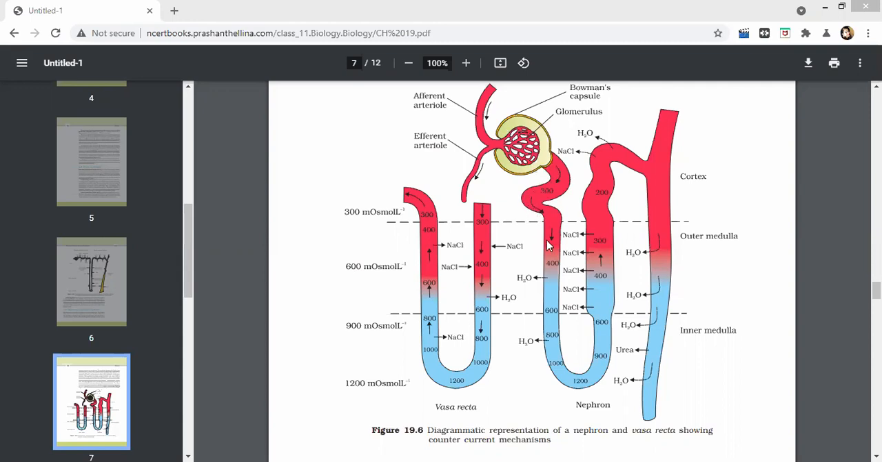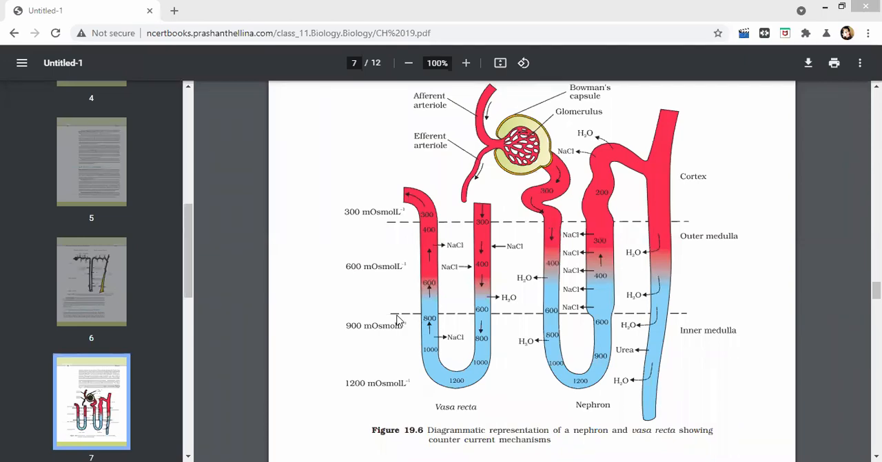But as it descends downwards, it gets concentrated and reaches the Henle's loop, where the concentration is 1200 milliosmol per liter. So this is the concentration observed in the nephron, the maximum concentration of the filtrate. Side by side, water is released out, and when the water is released out, the medium becomes concentrated. As water comes out of the nephron, the filtrate becomes concentrated.